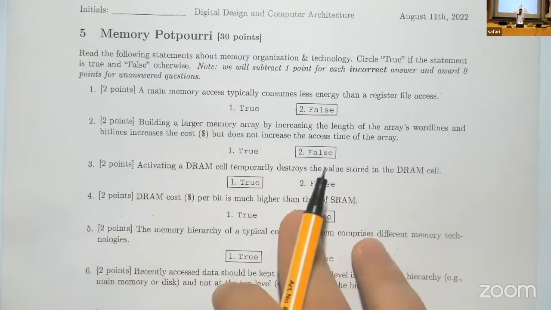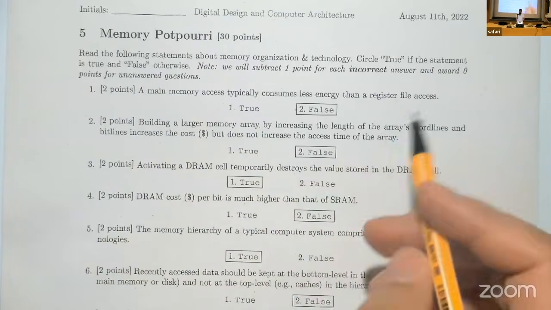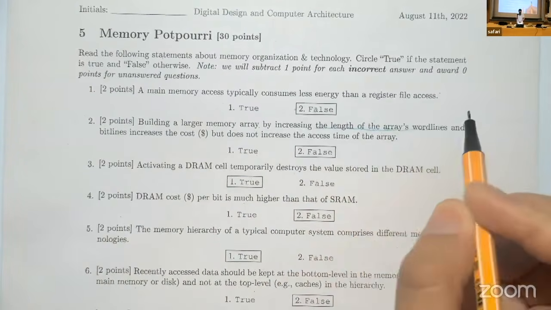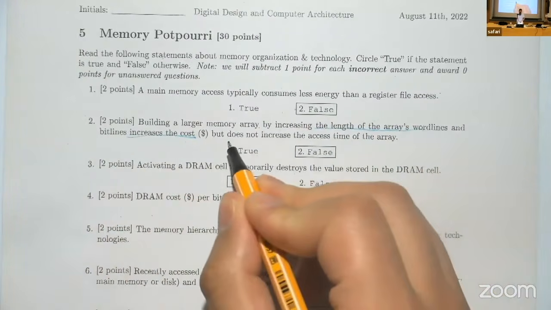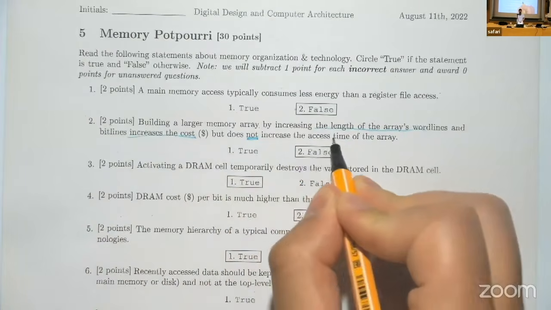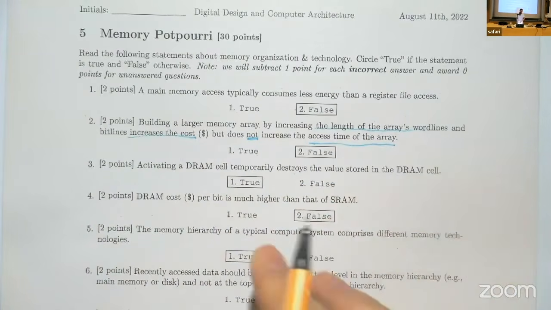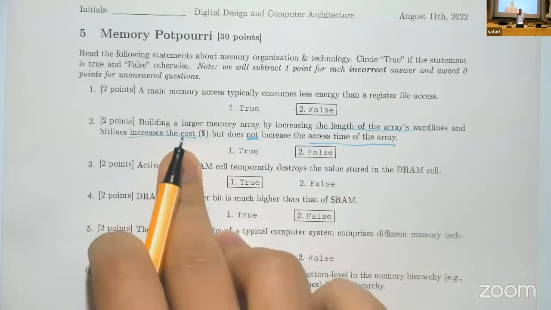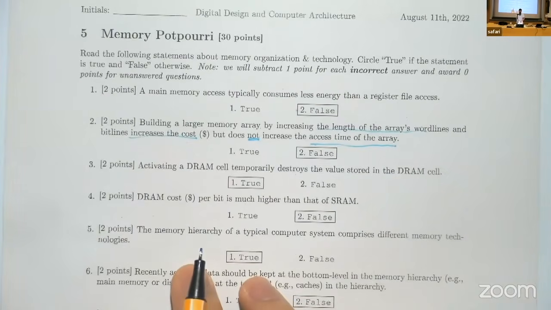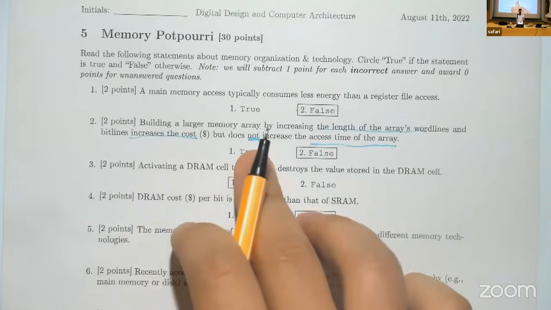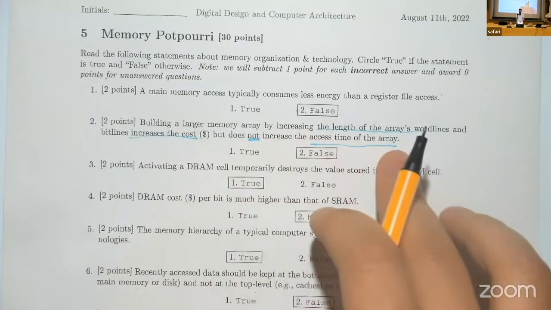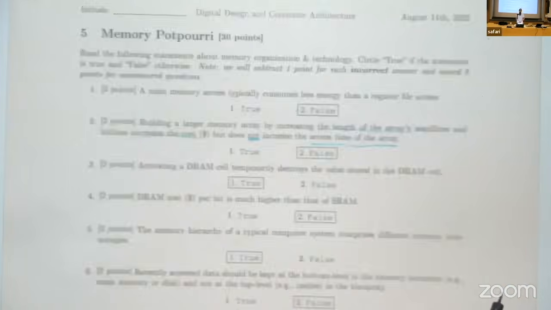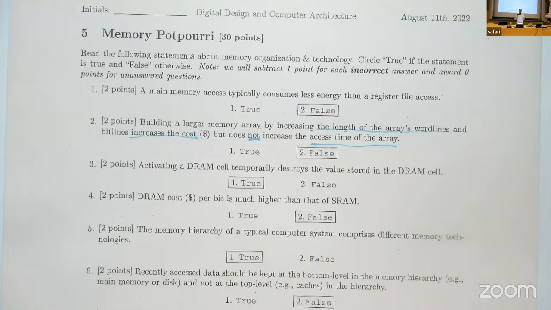The second is: building a larger memory array by increasing the length of the array's word lines and bit lines increases the cost, but does not increase the access time of the array. So the first clause is correct, it increases the cost. But the second part is incorrect because increasing the length of the array's word lines and bit lines will increase the access time because we have longer wires to drive.